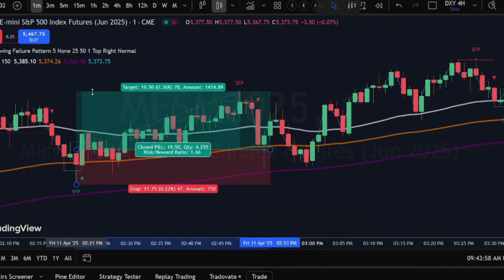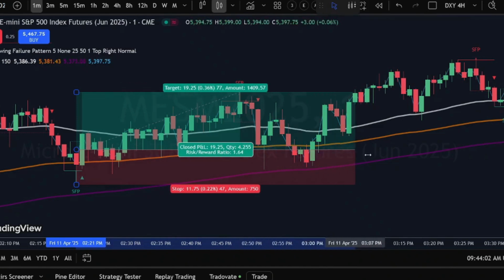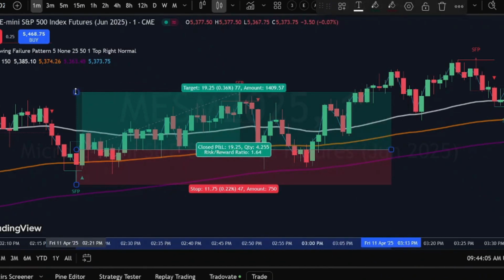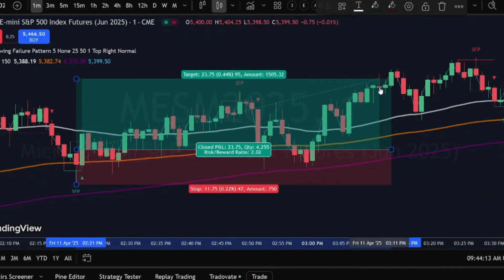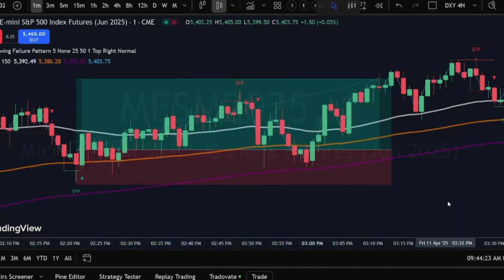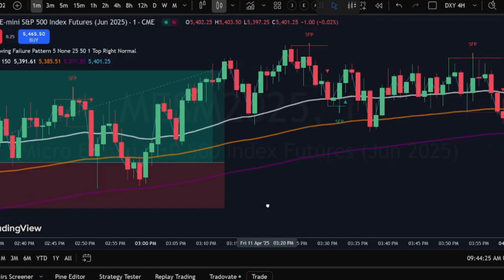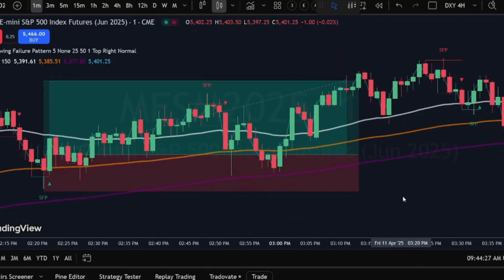And 1 to 1.5. Then if you're going for the 1 to 2, you have to wait it out all the way to 10 after 3. A long trade, almost an hour, 50 minutes. But you got your 1 to 2. So, all right.